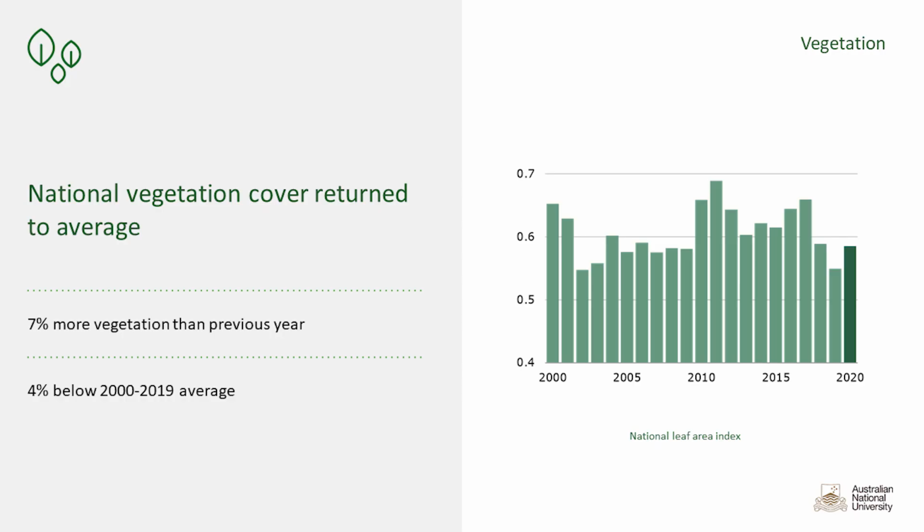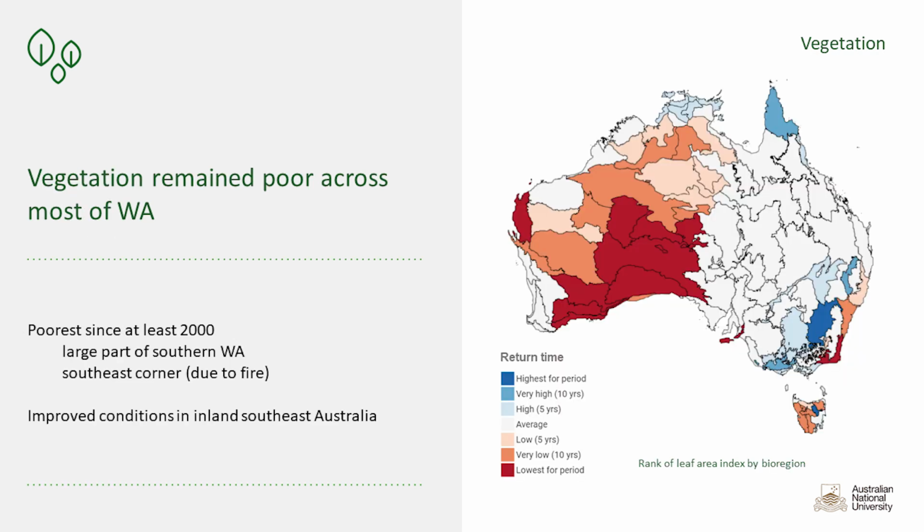Nationally, vegetation recovered to more normal values. There was 7% more vegetation than the previous year, and it was 4% below the long-term average. Vegetation did remain quite poor across most of WA, here in dark red. It was the poorest since at least 2000 in a large part of southern WA, as well as in the southeast corner of Australia due to the fires that occurred there. There were improved conditions in inland Southeast Australia.